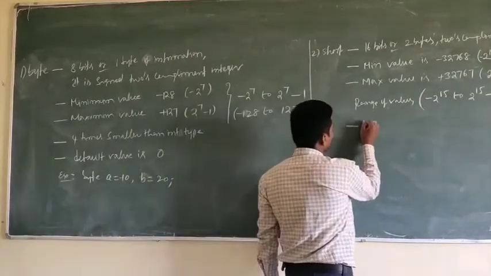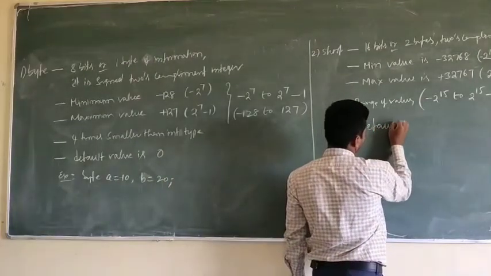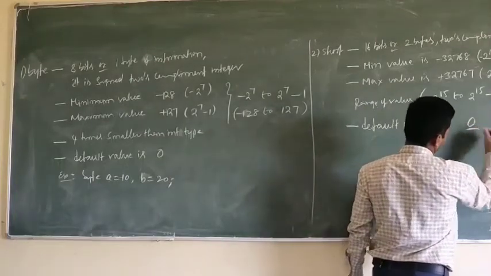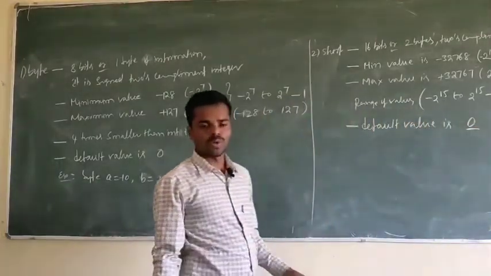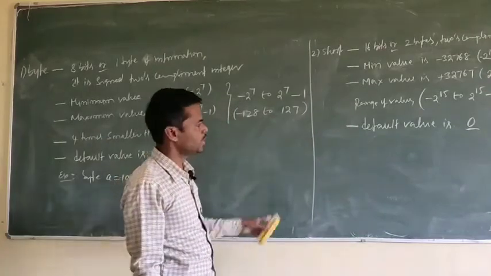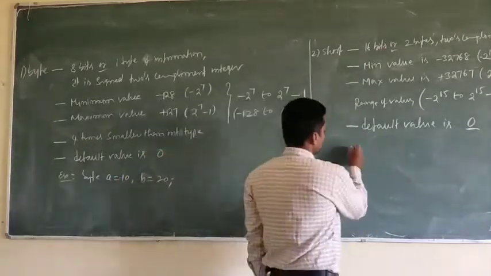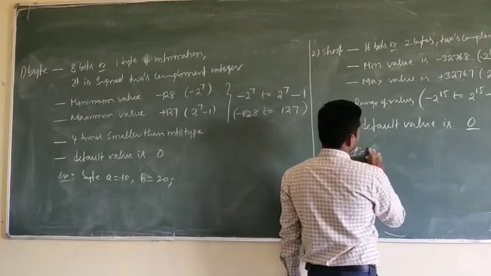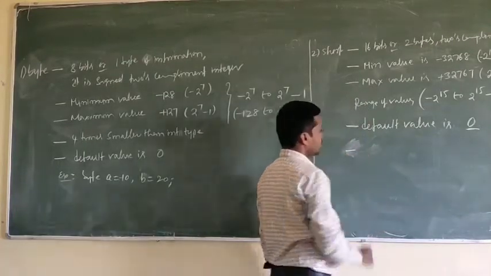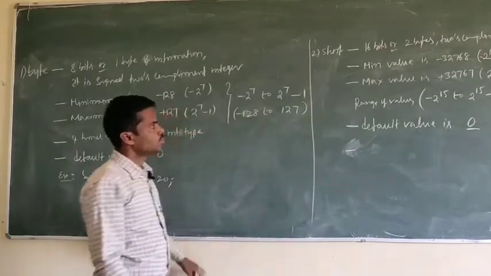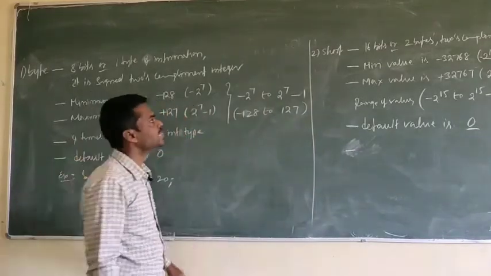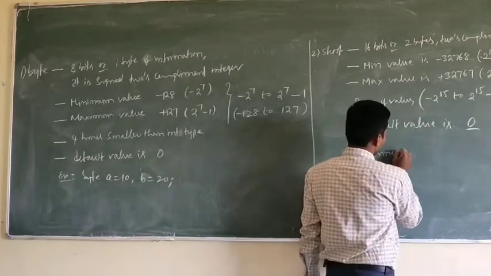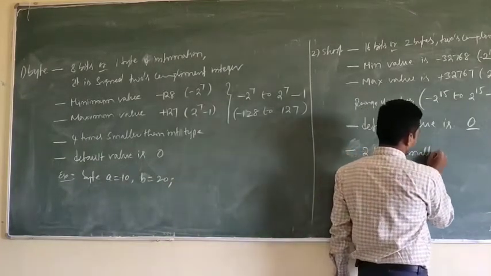And what is the default value of short data type? The default value is 0. If you do not store any value, then by default it takes 0. Then there is an example for short, and this short data type is 2 times smaller than int type.